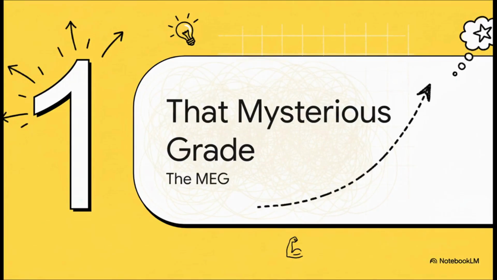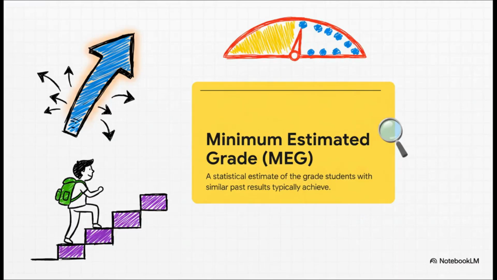Here's the absolute biggest thing you need to know. Your MEG is not a prediction. Let me say that again. It is not a crystal ball. It's what we call a statistical estimate. Basically, they look at the results of thousands, and I mean thousands, of students across the country who had similar exam results to you in the past. Then they figure out what grade those students typically achieved. It's all about big data and averages, not about you personally.